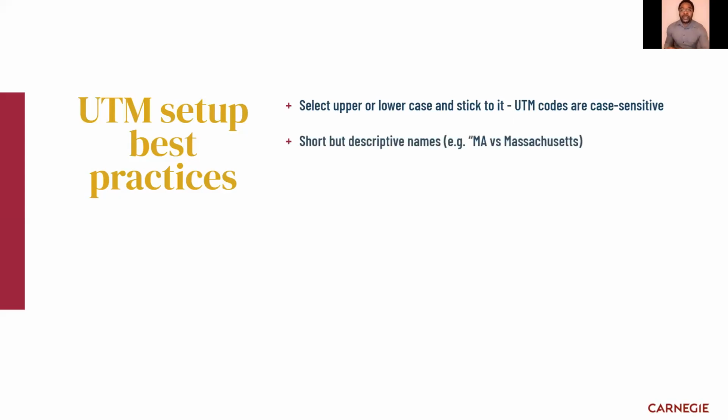And then keep your names short but descriptive. Descriptive enough and short enough that your team understands what it is. One option is, if there are short names, you could also have a cheat sheet that your team can reference. So for example, here we have MA versus using the whole Massachusetts. Just as long as your team understands what those short descriptive names are.